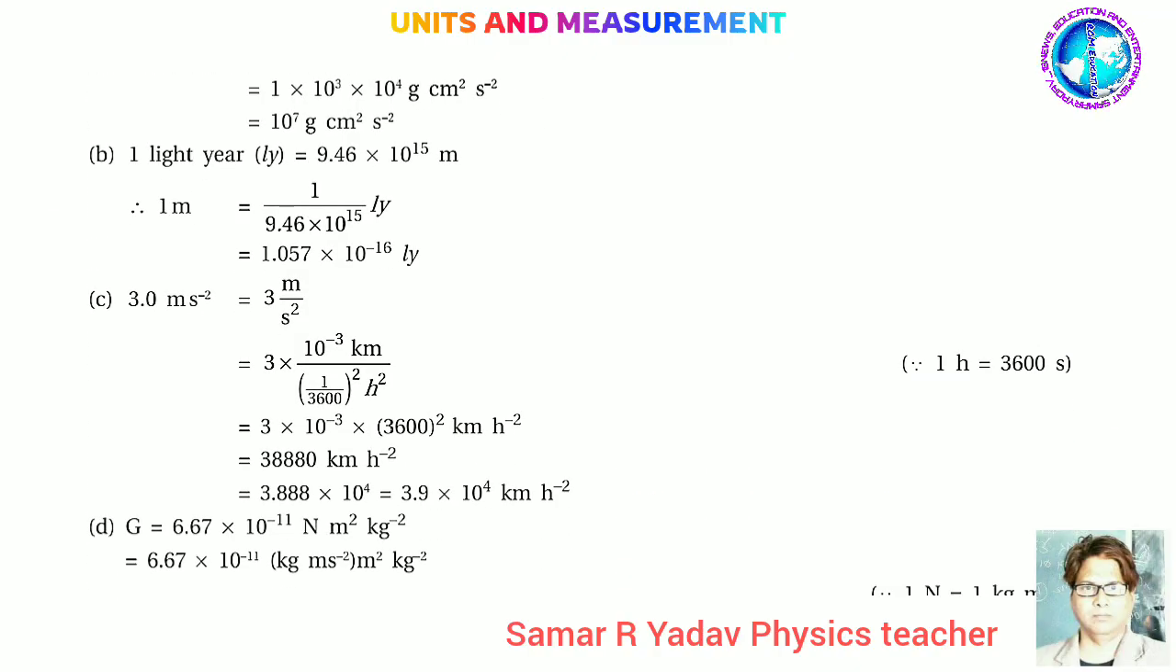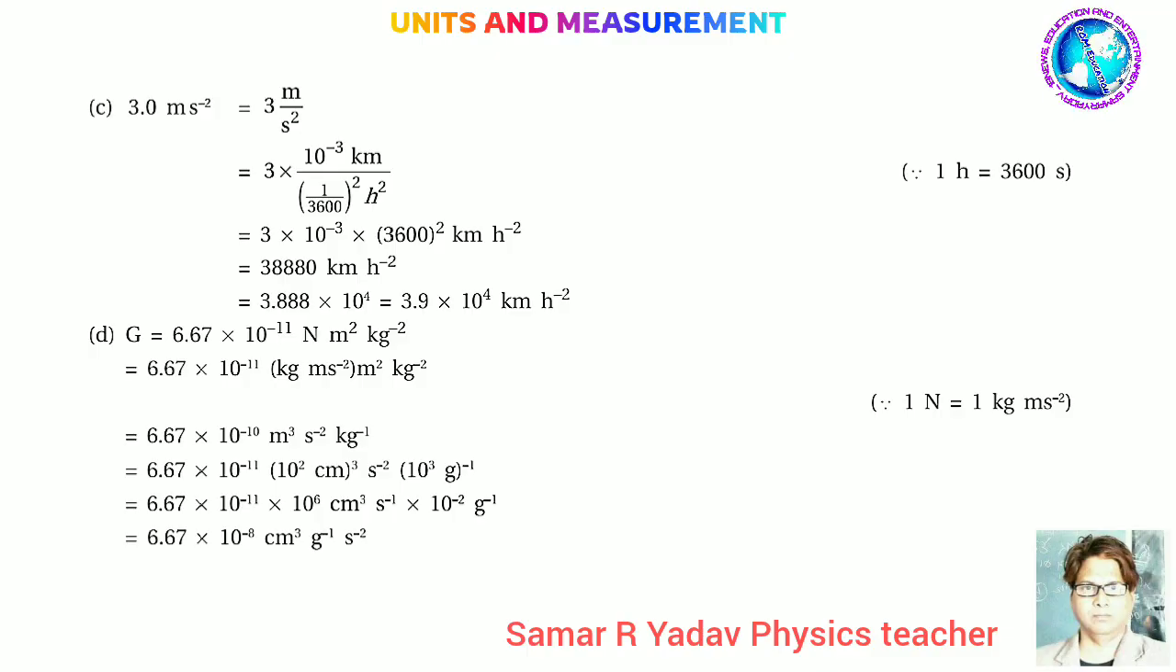C: 3 meter per second square is equal to 3 into 10 power minus 3 kilometer upon (1 upon 3600) whole square hour square, which is 3 into 10 power minus 3 into (3600) square kilometer per hour square, equal to 38880 kilometer per hour square, which is 3.888 into 10 power 4, approximately 3.9 into 10 power 4 kilometer per hour square.